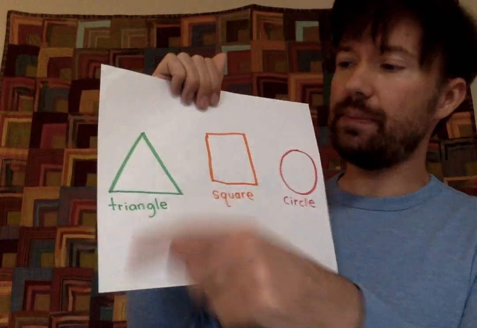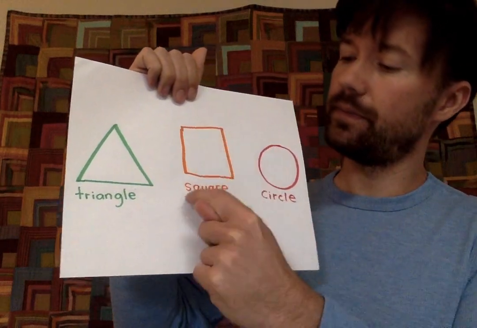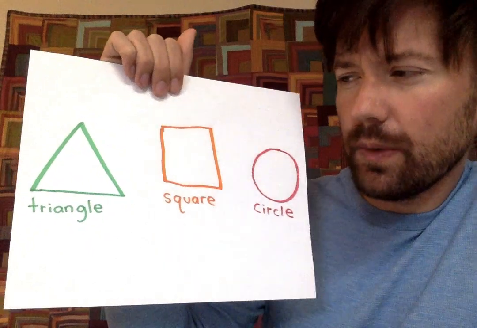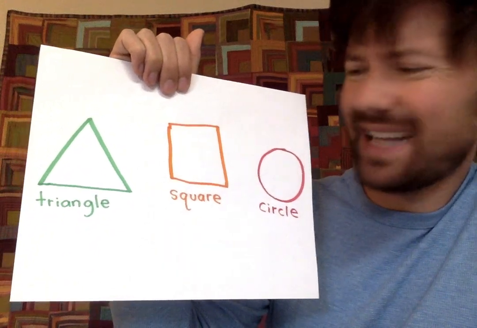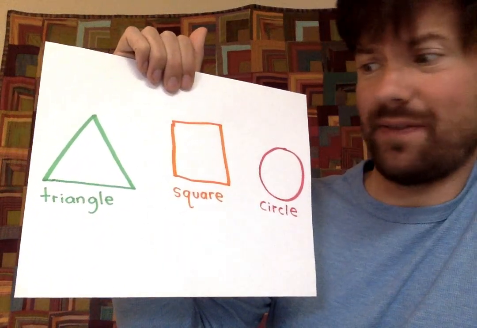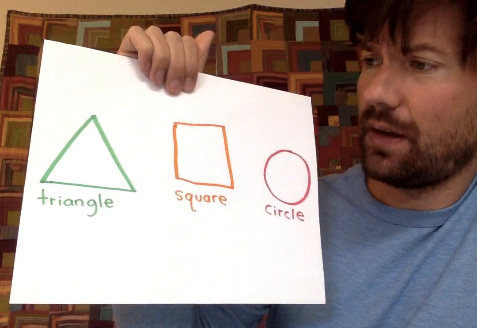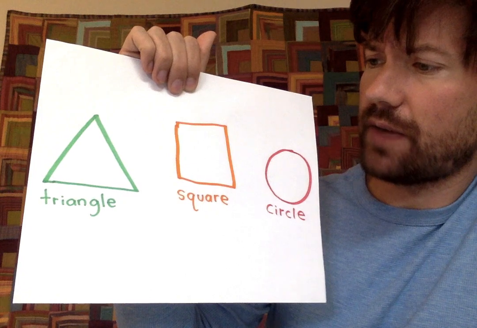Here's the next one. This picture has a triangle, square, and a circle. What's the same about all of those? I'm going to start with, it's not sides and corners this time. They all have different amounts of sides and corners. And it's not straight lines and curved lines because circle's curved and the others have straight.